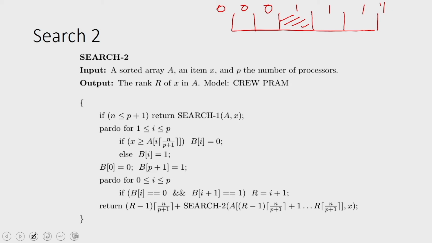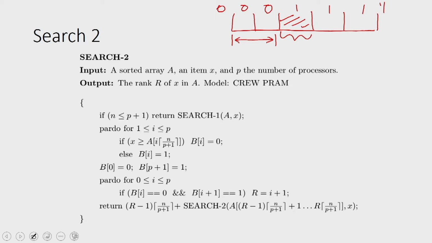So, for I varying from 0 to p, if in parallel we check this, if bi is 0 and bi plus 1 is 1, then we can declare the result as I plus 1. And then we have to confine ourselves to this segment that we have found. So, we recursively invoke search 2 on this segment, the reduced segment, which will give us the offset within the segment of x. That offset has to be added to r minus 1 times ceiling of n by p plus 1, which is the total of this length. The sum then would be the rank of x within the array.